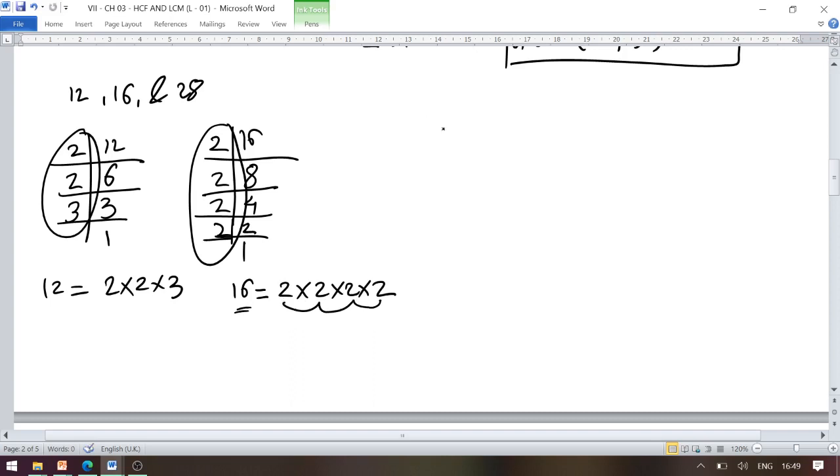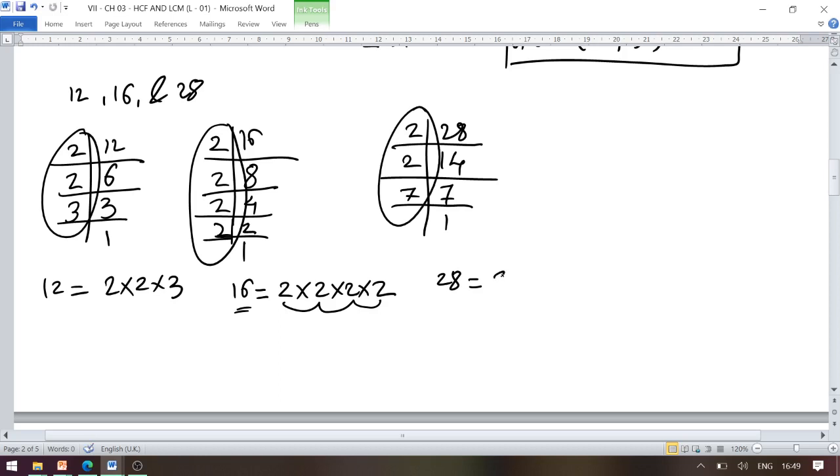Okay. Next, for 28. Now we find the prime divisors of 28 by using vertical division. 2 14s are 28, 2 7s are 14, at last 7 1s are 7. So 28 can be expressed as the product of its primes: 2 into 2 into 7.